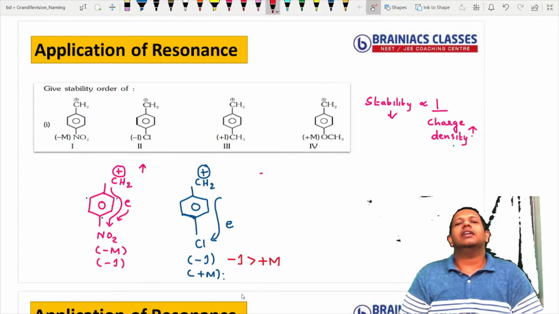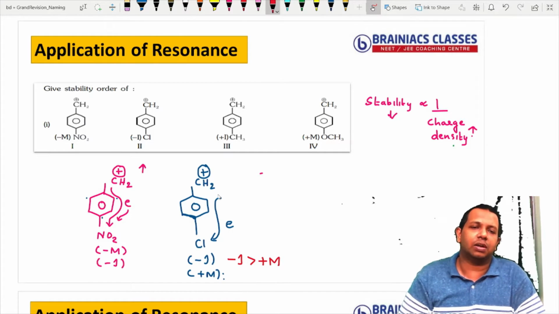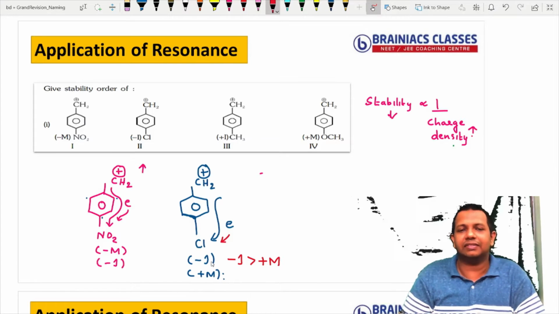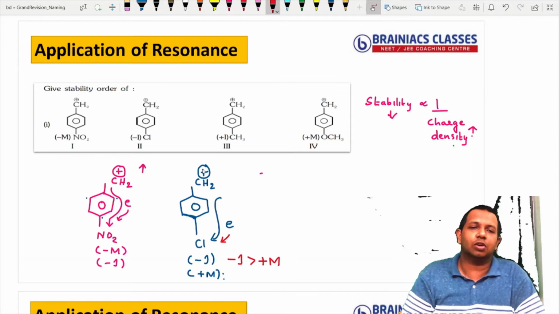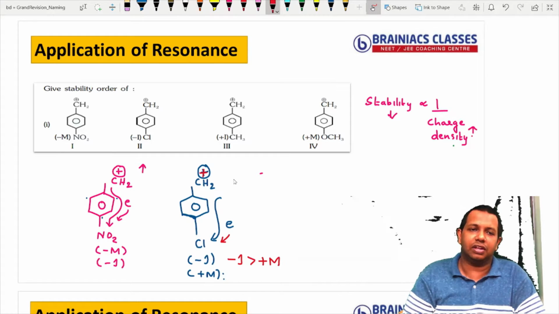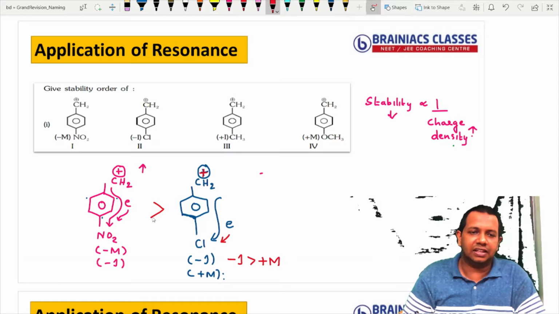So if minus I effect is dominant over plus M effect, what will happen here? Electrons are moving in this direction, and that should be considered in greater magnitude. If electrons are moving in this direction, the plus charge over here keeps on increasing. That is making this compound unstable. So I can say that the first compound is anyway more stable than the second one.